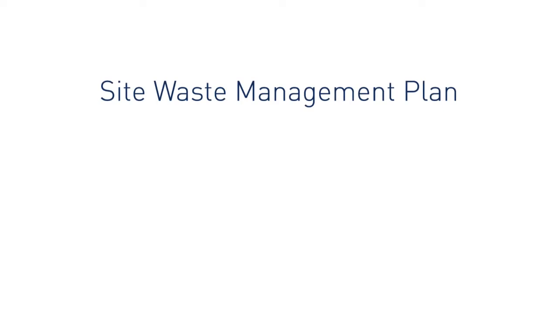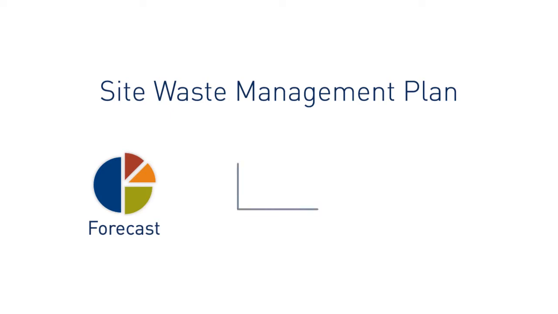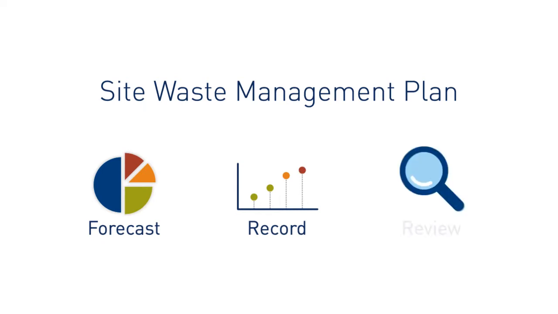The aim of a Site Waste Management Plan is to get you thinking about waste at every stage of your construction and refurbishment project. At the beginning of your project, the plan is used to forecast the types and quantities of waste that you estimate will be produced. During the project, the plan is used to record the actual waste produced. At the end of the project, the plan enables you to review the difference between forecasted and actual waste amounts.